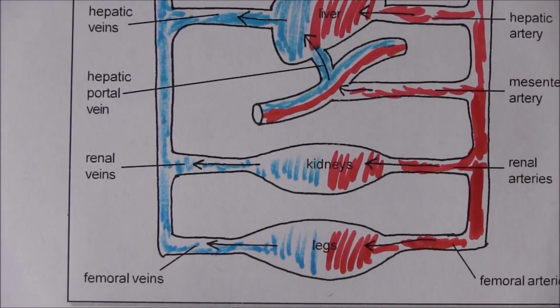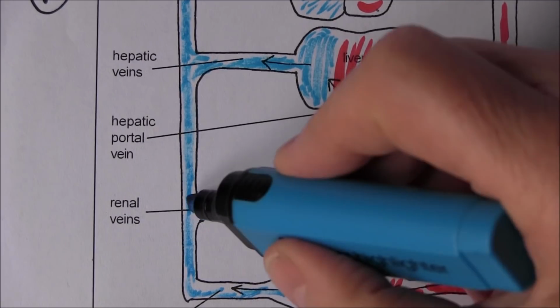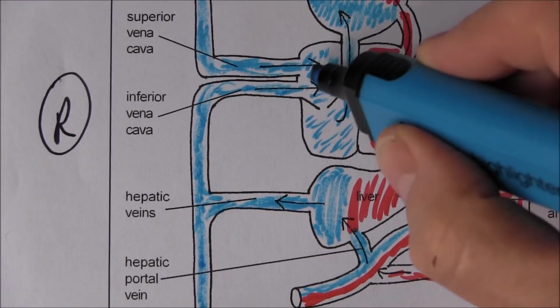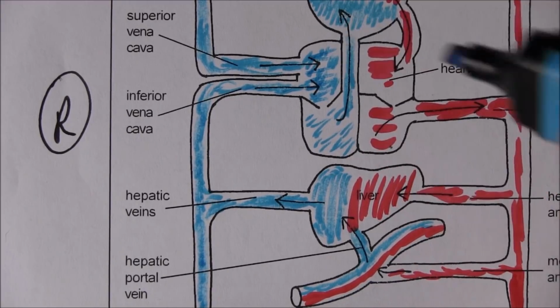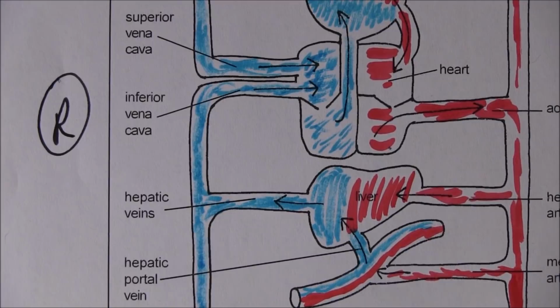The femoral veins are going to drain back up into the abdominal cavity, into the inferior vena cava, all the way back up to the right side of the heart, the right atrium, to go to the right ventricle, to go to the lungs to get oxygenated again.